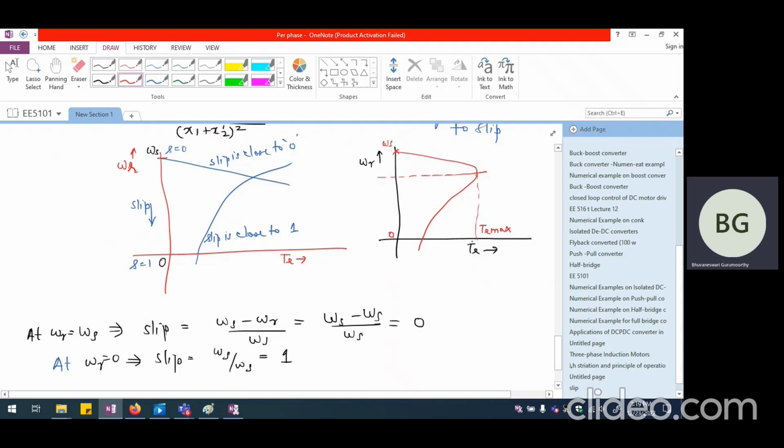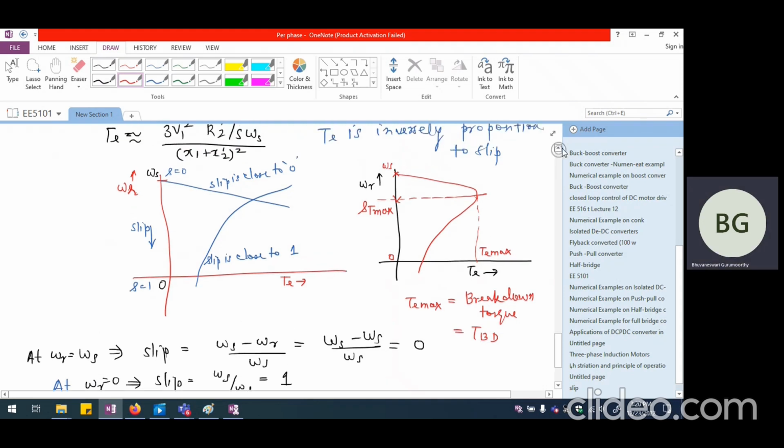If you try to generate a torque more than this, or if you try to load the shaft more than this, the entire system will break down. So TE max is also known as breakdown torque or TBD. So this is the breakdown torque. And this particular slip at which the maximum torque occurs, we call this the slip at maximum torque, ST max.